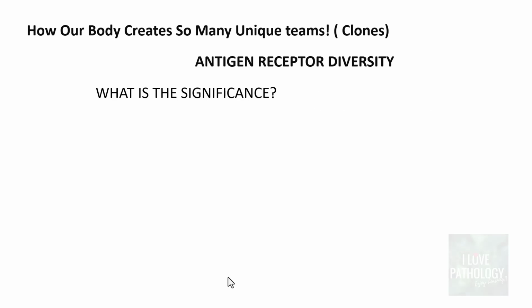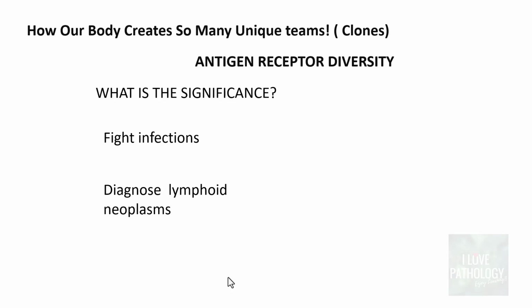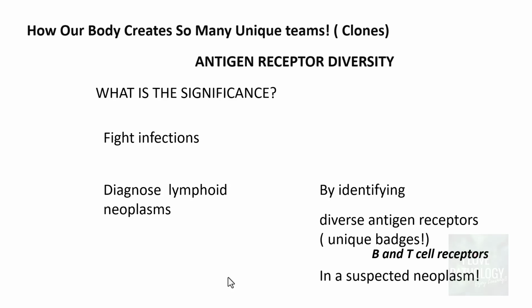Right now, what is the significance of knowing this antigen receptor diversity? First and foremost, we know that it is very, very important for the body to fight against infections. That's one thing. Second important significance of having this antigen receptor diversity is that there are different clones of cells. Knowing these clones of cells helps in identifying lymphoid neoplasms. When you suspect a neoplasm, and then do a marker which can identify that particular clone, so it not only helps in fighting infections, it can also be used to diagnose lymphoid neoplasms.